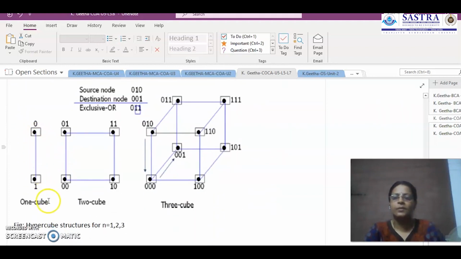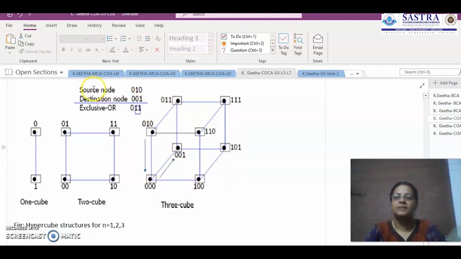So in the 1 cube connection network we will have only 0 connected with 1, and in the 2 cube we will have 4 combinations starting from 00 to 11, and with that we will be able to construct the 2 cube. And in the case of the 3 cube we will be able to produce 2 power 3, 8 binary patterns, and this will be connected like this.